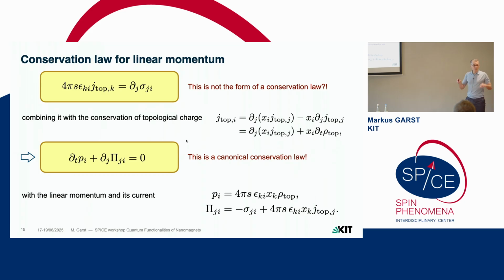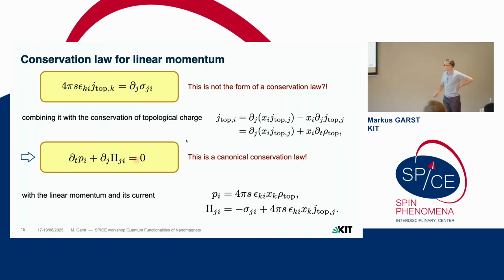Yeah, so you have to improve the continuity, you have to improve the energy momentum tensor in order to get this form of conservation law. Yeah, so okay, so what do we get? So linear momentum by doing this procedure is given by topological charge times position. Right? This is what we get.